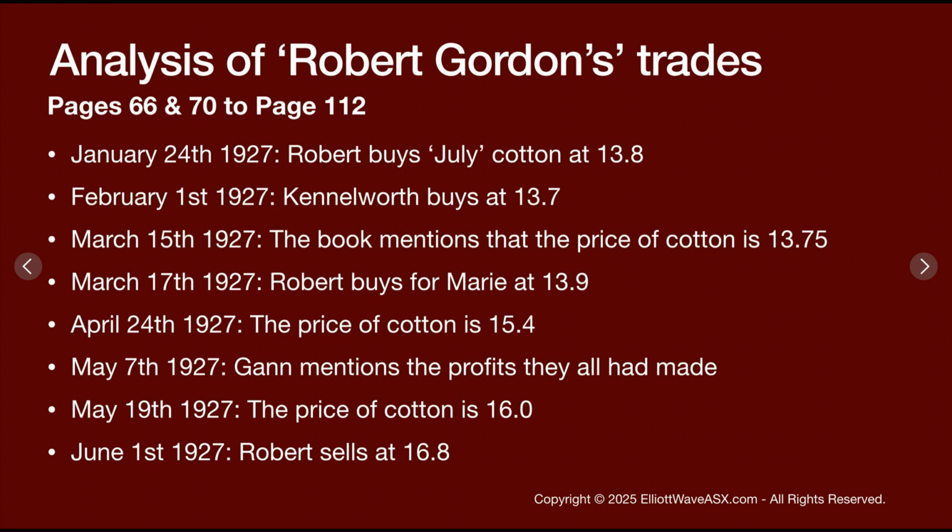And on the 24th of April 1927, the text notes that the price of cotton is 15.4. Now Gann mentions in the book that profits have been made on the 7th of May. On the 19th of May, the price of cotton is 16.0, and on the 1st of June 1927, Robert sells at 16.8.